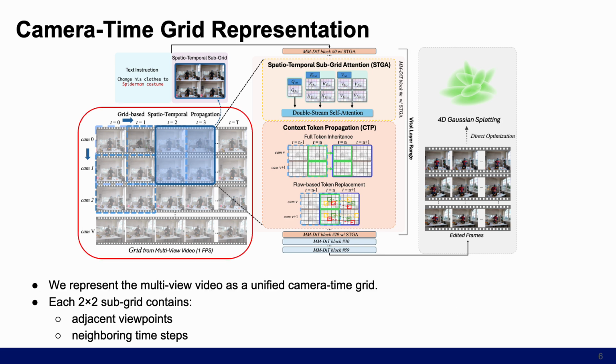The key representation in Dynamic-eDiTor is the camera time grid. Each row corresponds to a camera viewpoint, and each column corresponds to a time step. Instead of editing frames independently, we process local 2x2 subgrids. Each subgrid contains adjacent viewpoints and neighboring time steps. This allows the model to jointly reason over spatial and temporal relationships during the editing process.